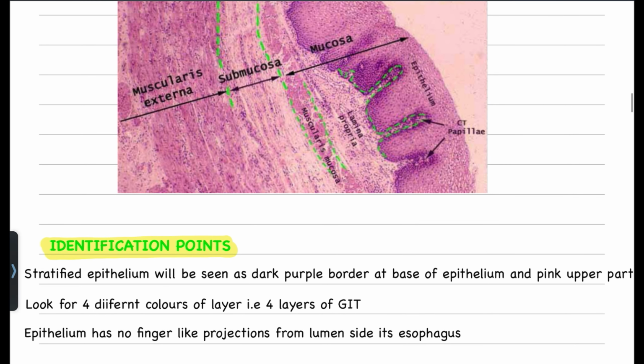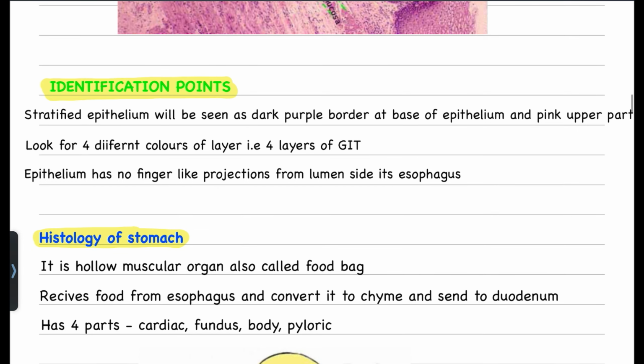Now how we will identify the esophagus is, we should see the stratified squamous epithelium. It will appear as a pink colored upper part and a purple colored lower part, so we can identify it easily. It has the 4 different layers of the GIT, and it has no finger-like projections. It is the main peculiar point to identify the esophagus from the rest of the GIT.